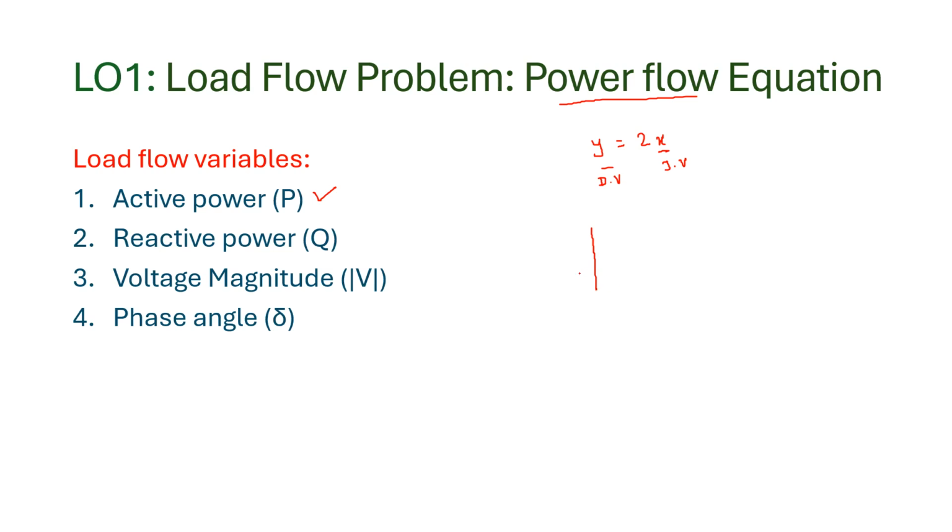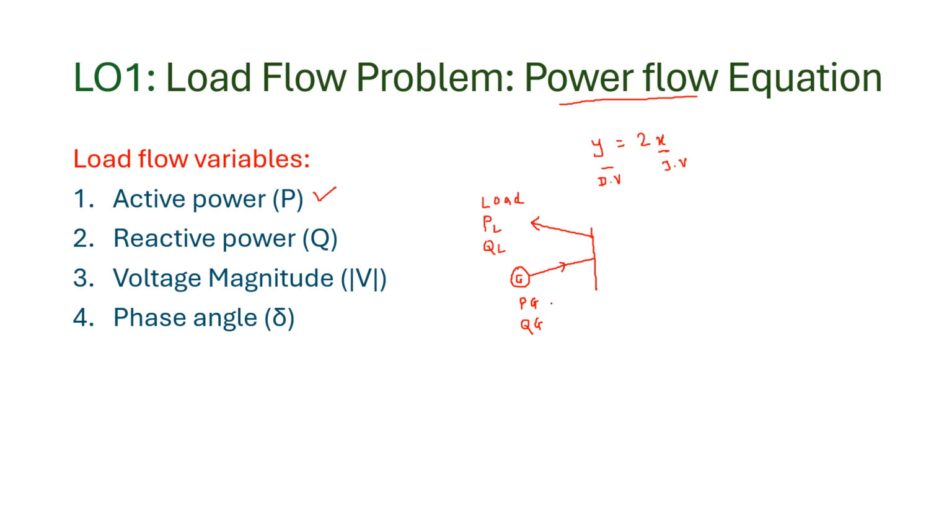So suppose I have a bus and say that there is a generator connected to this, and the generator is giving an active power Pg into the system, and it is giving reactive power Qg into the system. Now there is a load also connected to this system, and this load, say, is taking a real power PL and a reactive power QL.